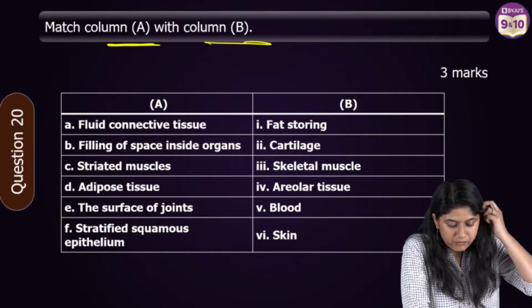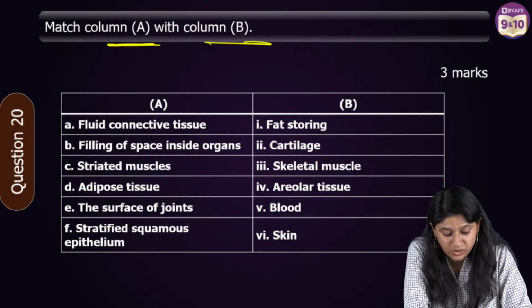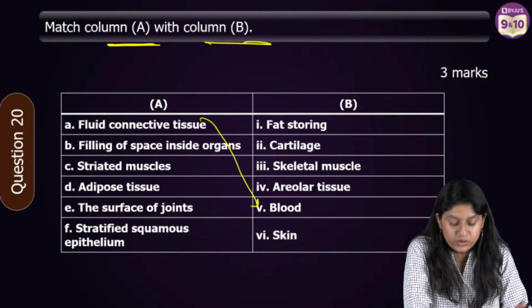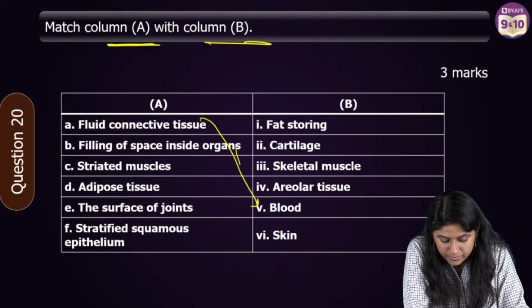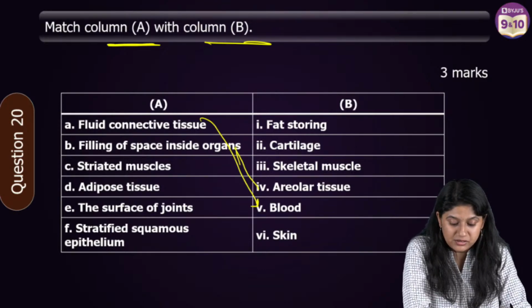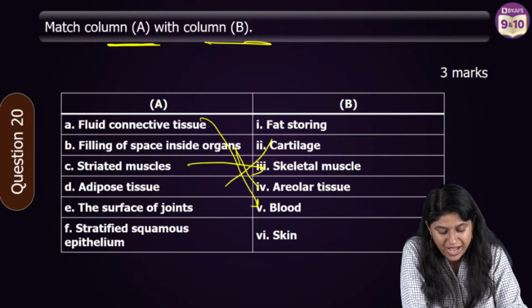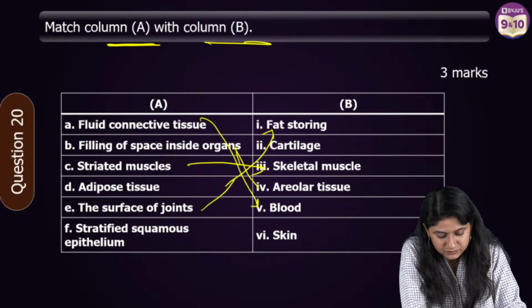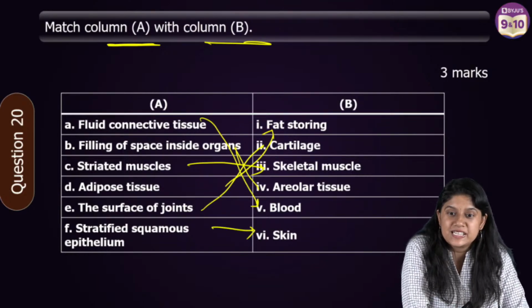Fluid connective tissue. So we know that we have connective tissue and there's one fluid connective tissue, which is the blood. Filling of space inside organ is done by areolar tissue. Absolutely correct. Then striated muscle is called skeletal muscle. So here it goes, easy peasy. Adipose tissue is for fat storage. The surface of the joint, cartilage. And what are we left with? Stratified squamous epithelium. They are present in the skin. Easy peasy.